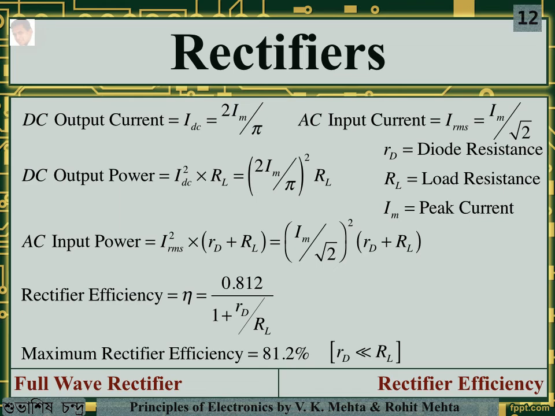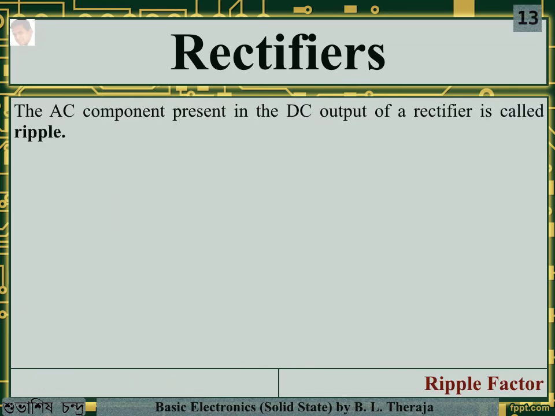Another factor which we need to consider about a rectifier is the ripple factor. The AC components that are present in the DC output of a rectifier is called ripple. The effectiveness of a rectifier depends upon the magnitude of AC component in the output. The smaller this component, the more effective is the rectifier. So the rectifier must have as little AC component as possible.